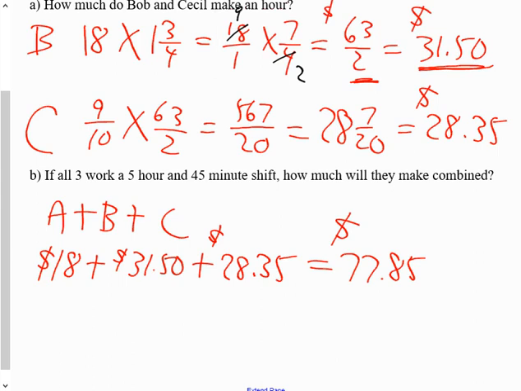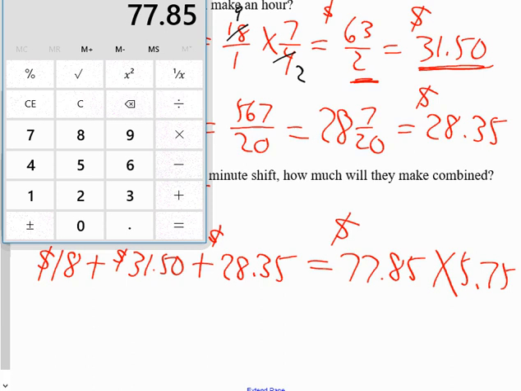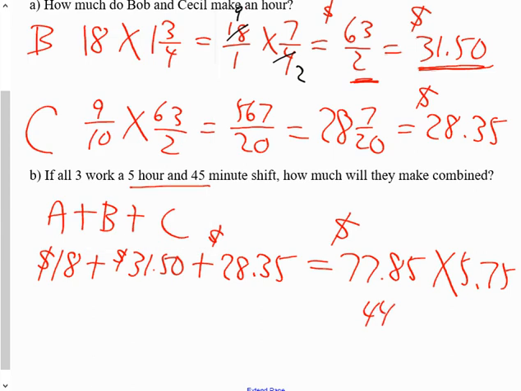And if you think about 1 hour or 5 hours and 45 minutes, that's how much you make for 1 hour. If you multiply that by 5 3/4, because 45 minutes is 3/4 of an hour, or as a decimal, 45 minutes is 0.75 hours, then when you take $77.85 and multiply it by 5 hours and 45 minutes, the final answer is they would make approximately $447.64 for that shift.